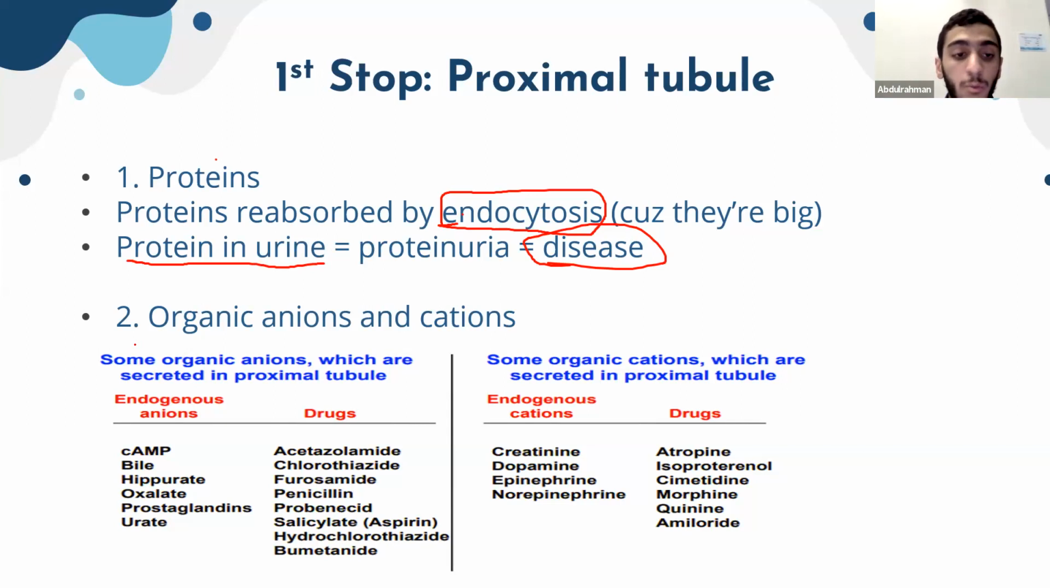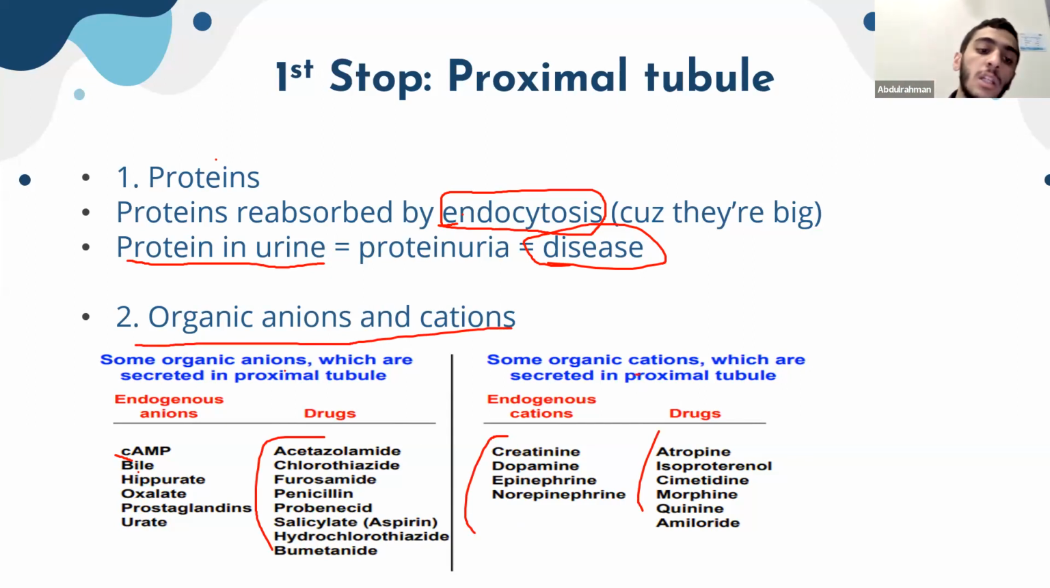Another point is that some organic anions and cations, just know it. There are other important substances, and anything other than small structures is not going to be reabsorbed, for example cyclic AMP, bile, hippurate, oxalate, and drugs. You don't need to know this stuff, by the way; they don't come in questions. These could be positively or negatively charged. Sometimes we need to get rid of them, sometimes to reabsorb them, but mostly we only want to get rid of them.